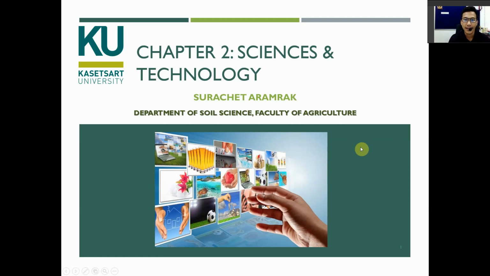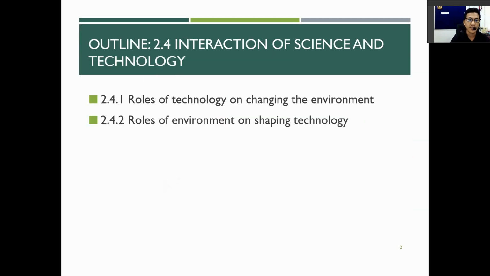Power again. We are still in chapter number 2, which is science and technology. Today I'm going to cover the other two topics that we have left. One of them is the interaction of science and technology. This topic I will cover the roles of technology in changing the environment, and vice versa, the role of the environment in shaping technology. They interact with each other.